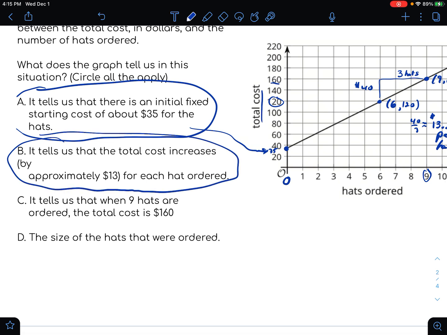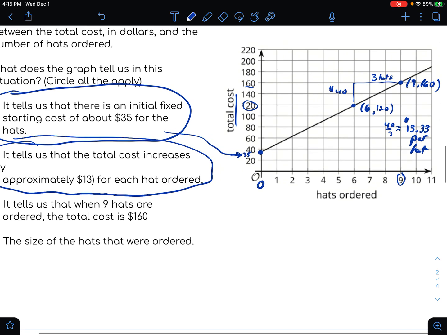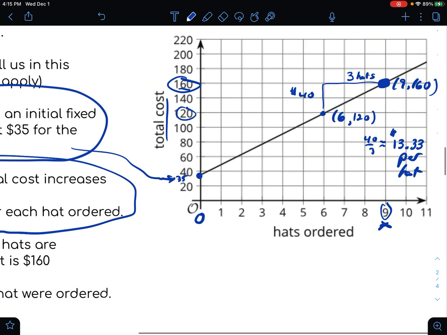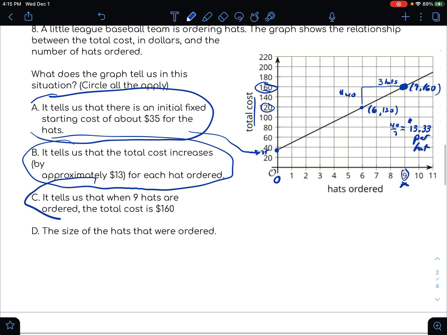All right, it tells us that when 9 hats are ordered, the total cost is $160. Well, actually, I think that was one of the ones we highlighted, right? So 9 hats ordered, that's this point right up here, $160. Yep, it does seem to tell us that too.